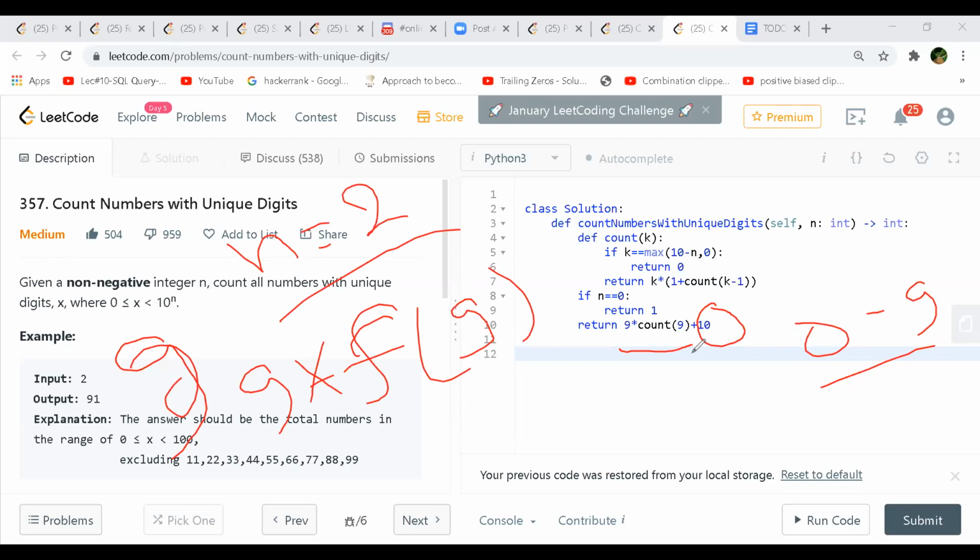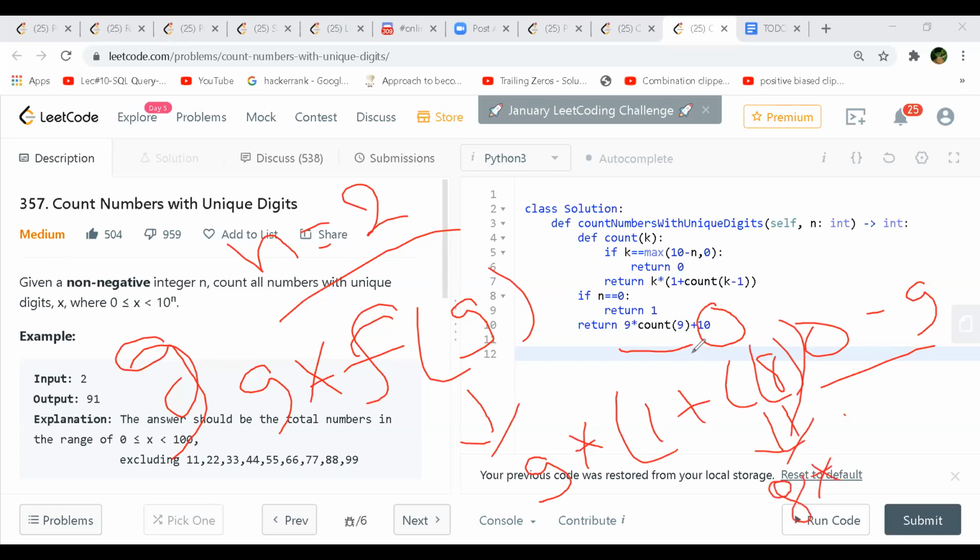No, your k is 9, right? But it will get subtracted there. No, 10 minus 9. You'll pass your k as 9, but this if condition won't be true. So you come down here, and k is again 9. It is 9 into max of 10 minus n, comma 0, but it won't be equal to k, so you are not going into that if condition. You come to line 7, so k will still be 9: 9 into 1 plus count of 8. Then again it keeps going, 8 into 1 plus count of 7.